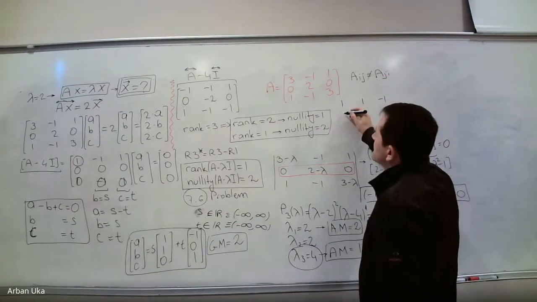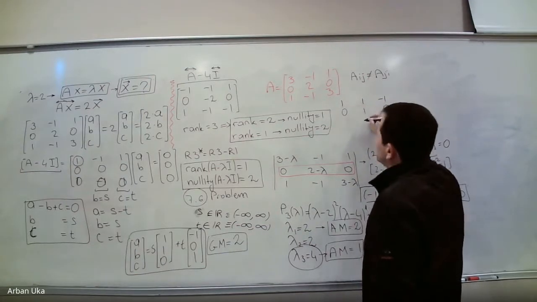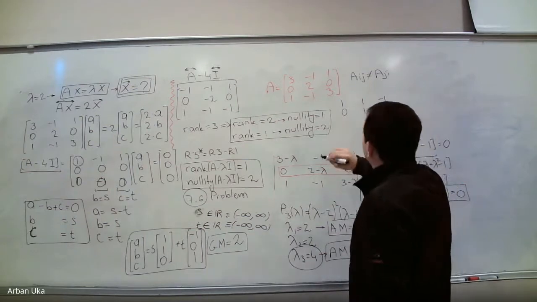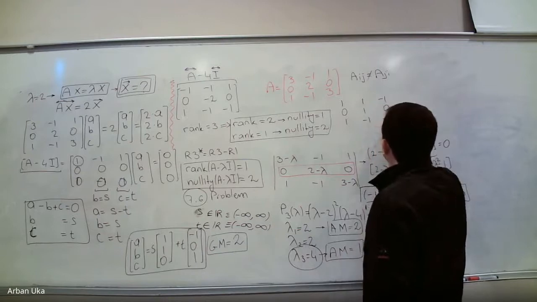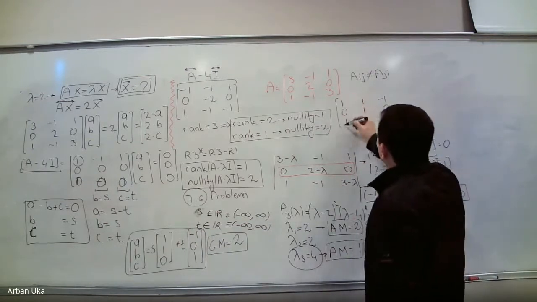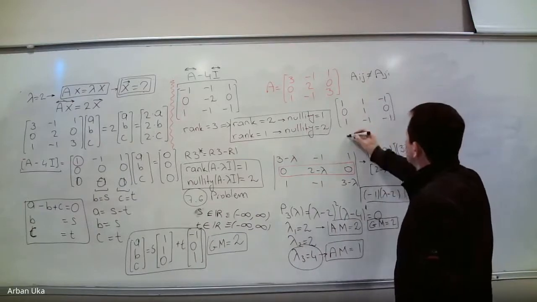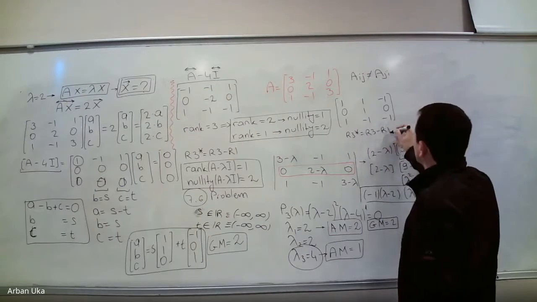We can divide the second one by -2. We get 0, 1, 0. And here we have 1, -1, -1. Then let's do row 3 minus row 1. So let's do here row 3 star is equal to row 3 minus row 1.